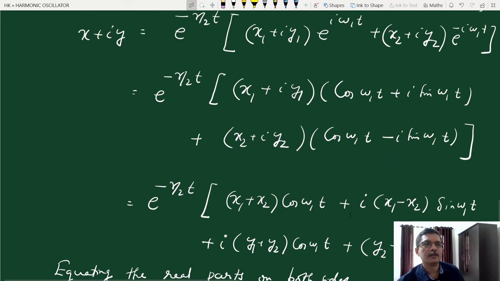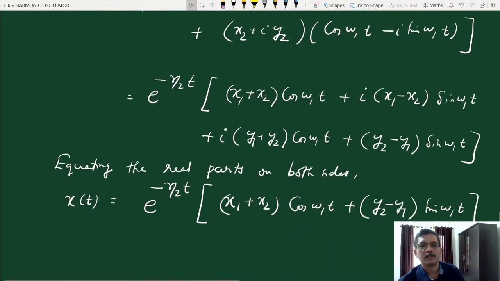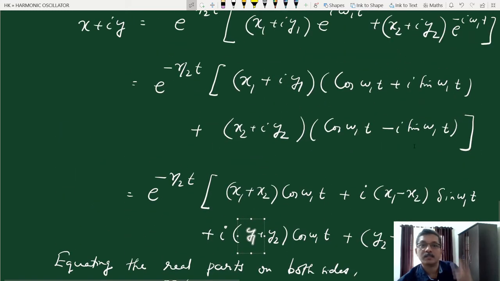Similarly, if you equate imaginary parts on both sides, you have y of t is equal to y1 plus y2 cos omega 1t plus x1 minus x2 sin omega 1t. Is it x1 minus x2 or x2 minus x1? X1 minus x2. Okay.